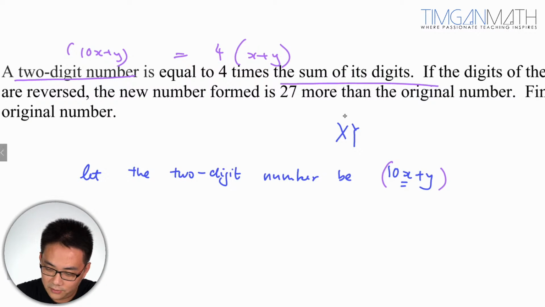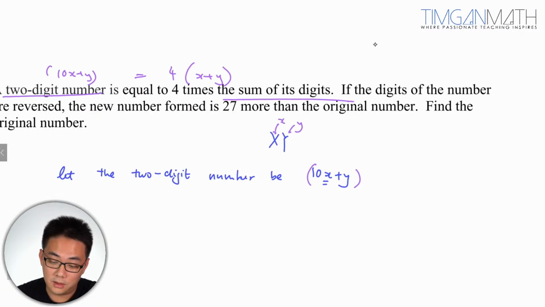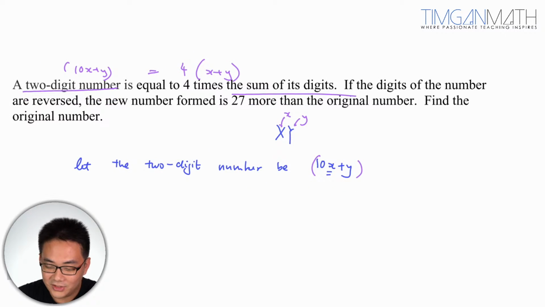The digit itself is x and y, right? So for example, I need to find something easy. Let's say 11. 11 is easy, right? Two-digit number is 11. So 11 is equal to 4 times the sum of its digits.